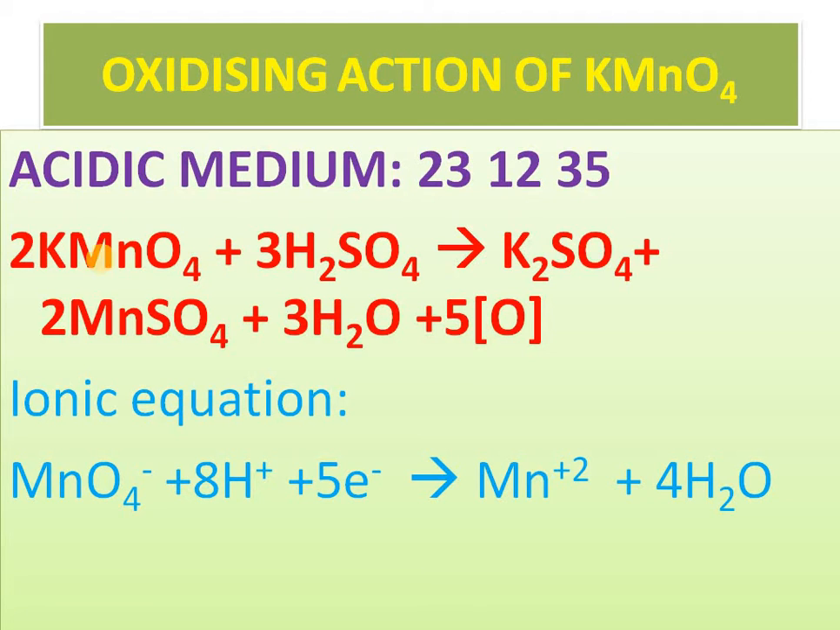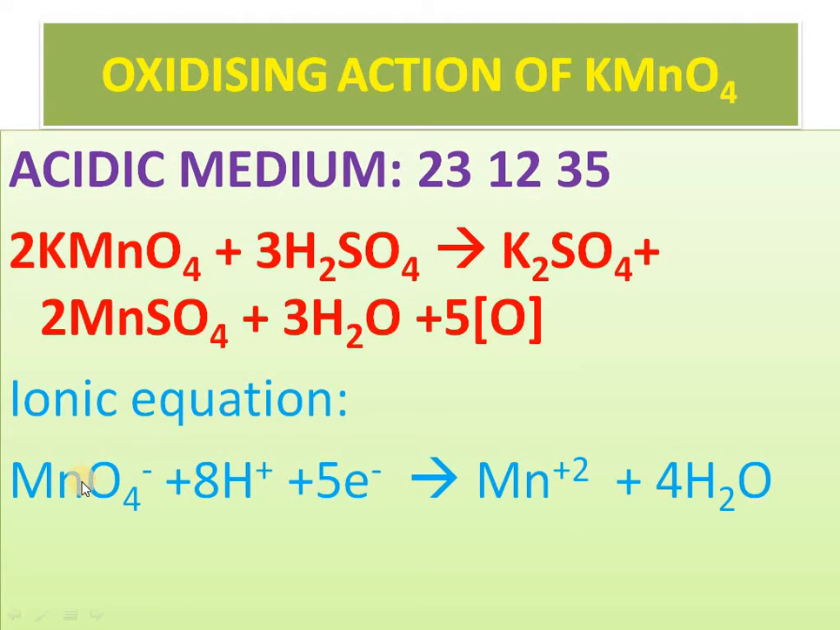That's one thing. The second thing is, if you see from here, its oxidation number is 7, and here if you calculate, the oxidation number would be 2. So 7 to 2. So the change in oxidation number is a decrease. So it means KMnO4 undergoes reduction. So a substance that undergoes reduction acts as an oxidizing agent.